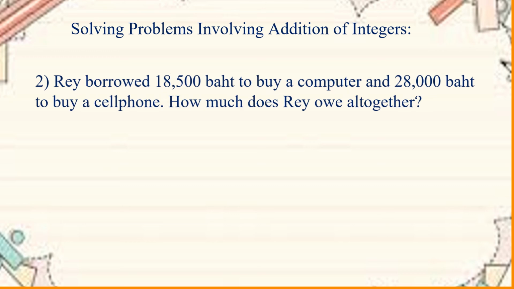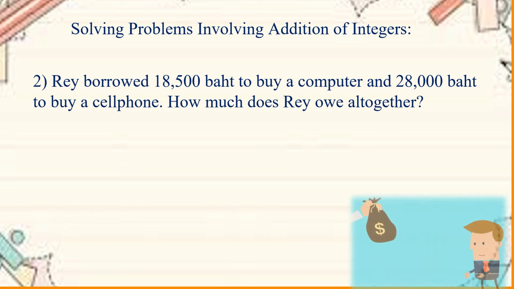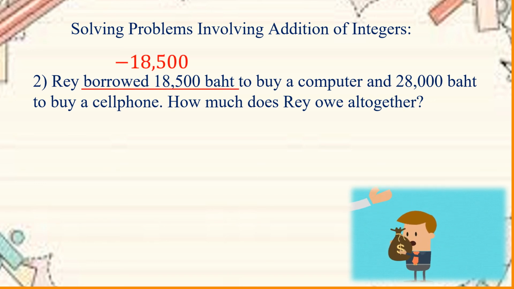Now let us have another problem. Let us read all together the problem. Ray borrowed 18,500 baht to buy a computer and 28,000 baht to buy a cell phone. How much does Ray owe altogether? So if you borrowed money, it means it's a loss or it's a debt, okay? So representing this one, we will be having a negative number.